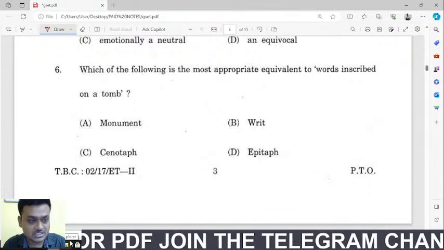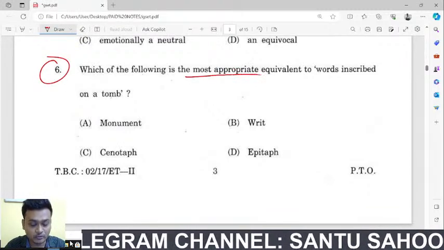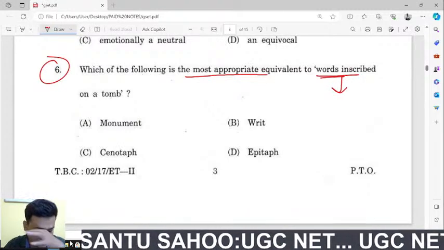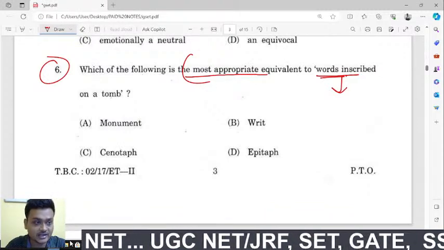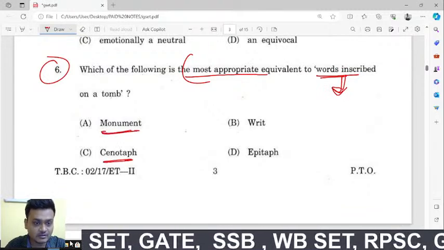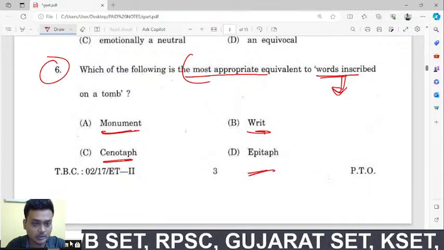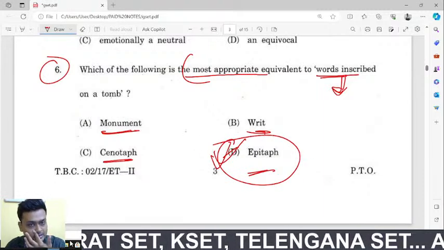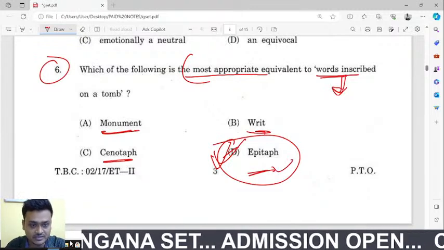So here the first question is on your screen: which of the following is the most appropriate equivalent to words inscribed on a tomb? Monument, cenotaph, reed, epitaph. Words inscribed on a tomb is actually called an epitaph. So D is the right answer.